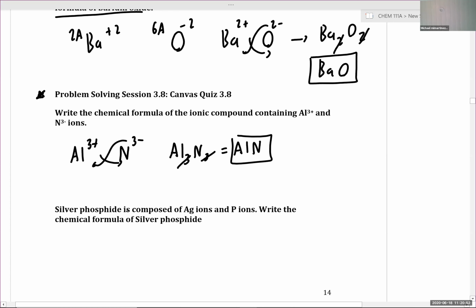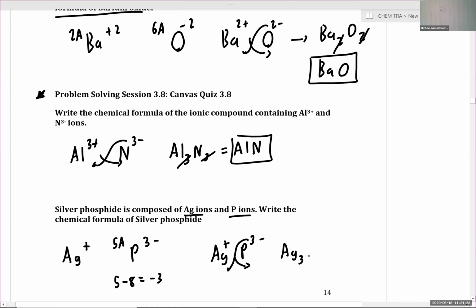For silver phosphide, it's composed of silver ions and phosphide ions. Silver is a fixed charge transition metal that adopts a charge of +1. For phosphorus, which is a 5A element, phosphorus prefers to adopt a charge of 3-, because 5 minus 8 is -3. So now that we have silver plus and phosphorus 3-, we cross our charges, and that in turn gives us Ag3P, phosphorus or phosphide. That gives us the following formula for silver phosphide.